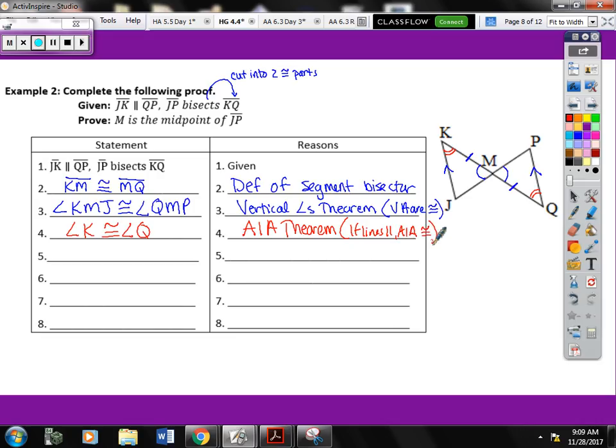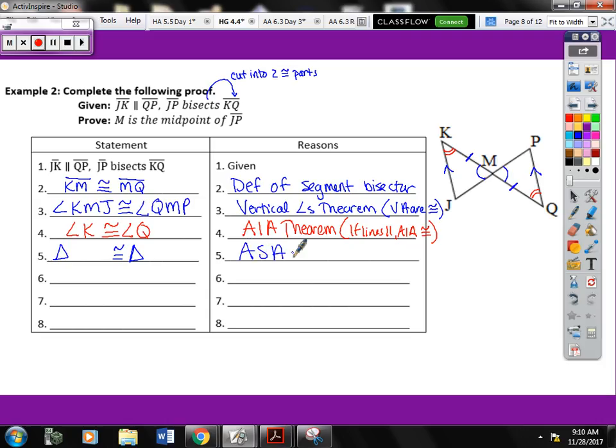Or if lines parallel, alternate interior angles congruent, whichever you prefer. Again, you always want to stop when you can. Like we see 3 things marked, so we should have triangle congruence by one of our shortcut theorems. So let's check and see. We have angle, side, angle, angle, side, angle. So we know that the triangles are congruent by ASA. So we will have to create a triangle congruent statement.